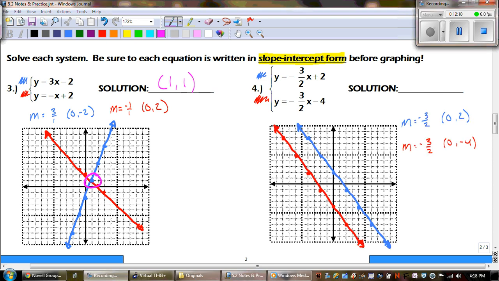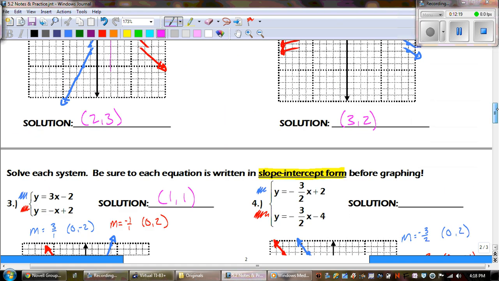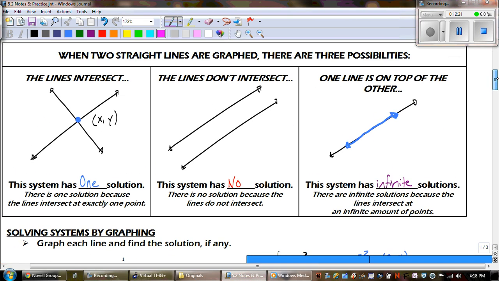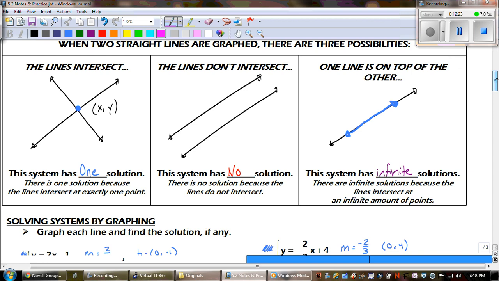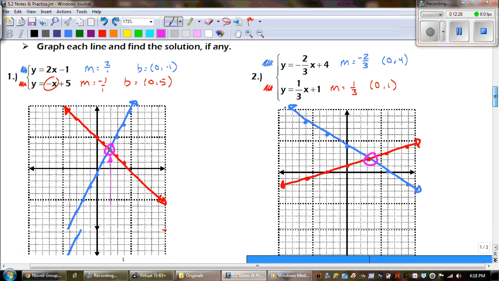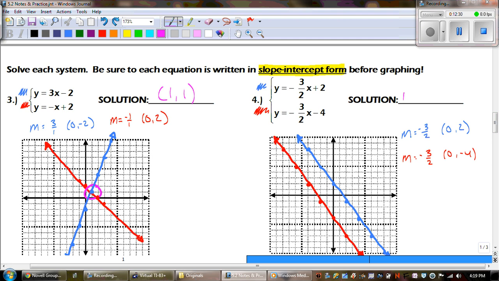Okay, so those are the lines that you should have graphed. And right away, do they touch? No. Okay, and if you forgot, if the lines don't intersect, we have no solution. So, no solution.